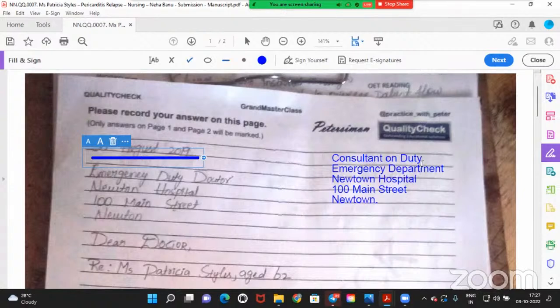Okay. So consultant on duty, emergency department, that the emergency will go down. Okay. Newtown Hospital. So this is also wrong. Spelling mistake. And this is also wrong, spelling mistake. So this 100 Main Street only is right.